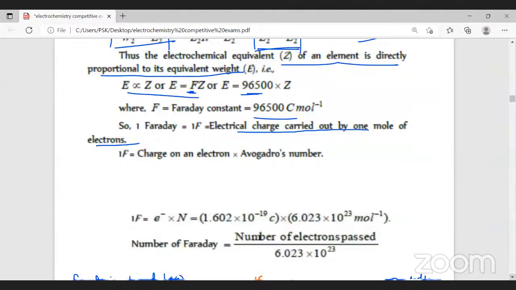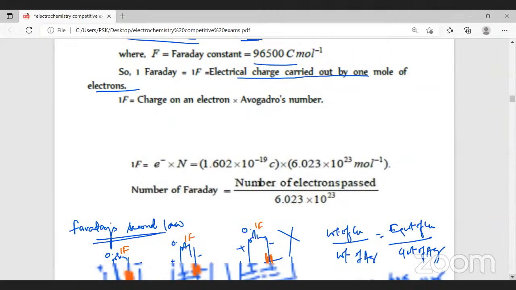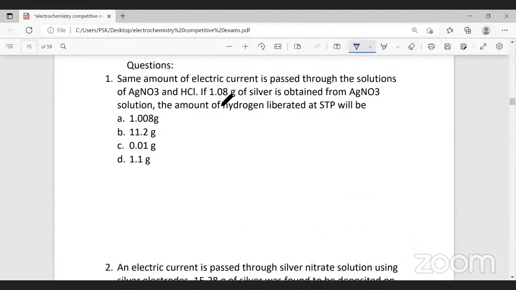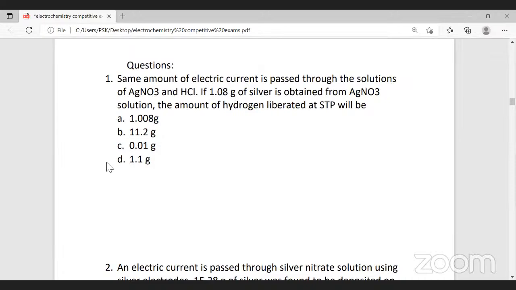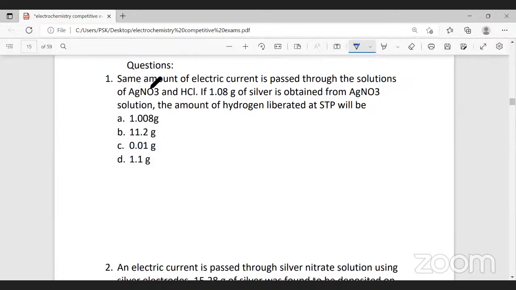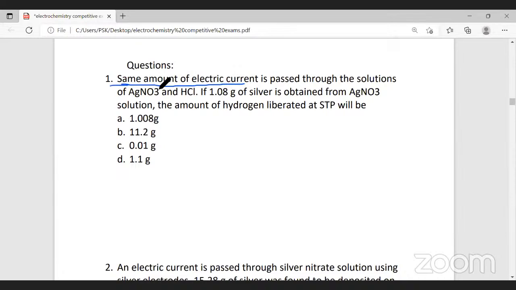Yes, sir. So we'll try to work out some of the problems based on Faraday's second law today. Now, how do you identify or differentiate between Faraday's first law and second law? For Faraday's second law, remember the amount of electricity will be the same.